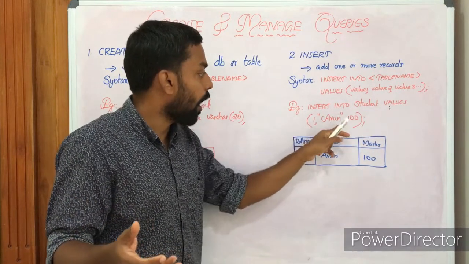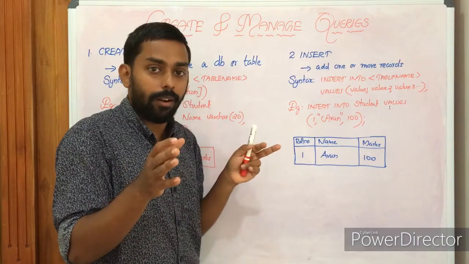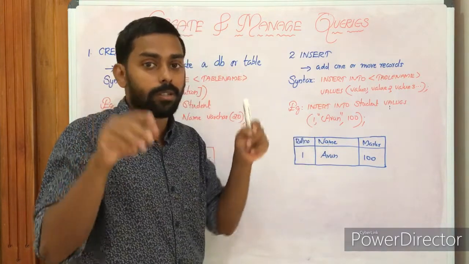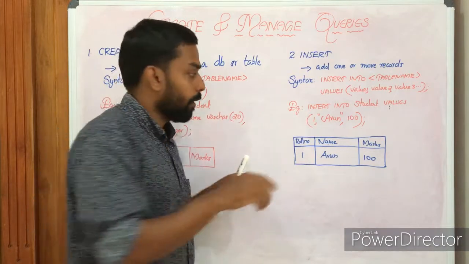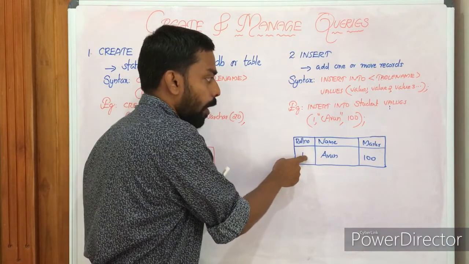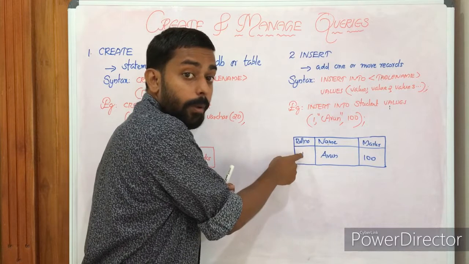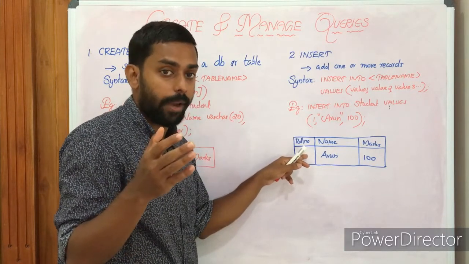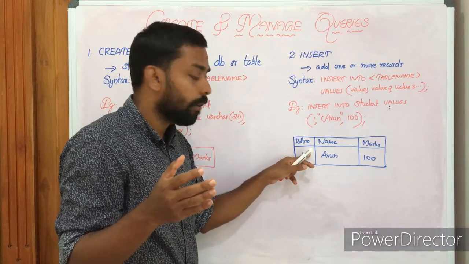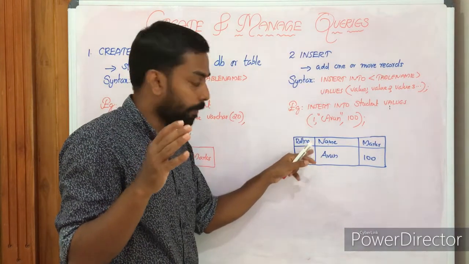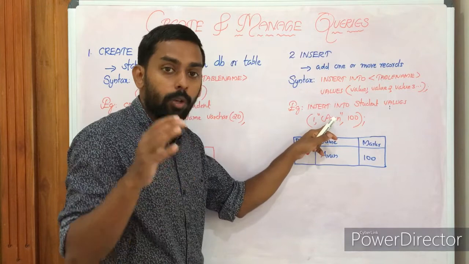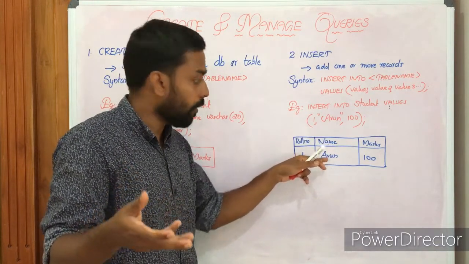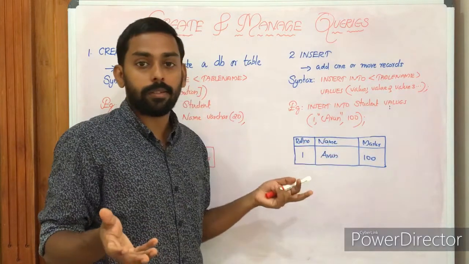Then 1, Arun, 100. You can see 1 and 100 are simply specified, but Arun is enclosed in quotes, right? So 1 will be stored in roll number, because that is the first column we have added. Then the second value, Arun, will be passed to the second column, name. It will be automatically passed. Then 100 will be passed to marks, the third column.